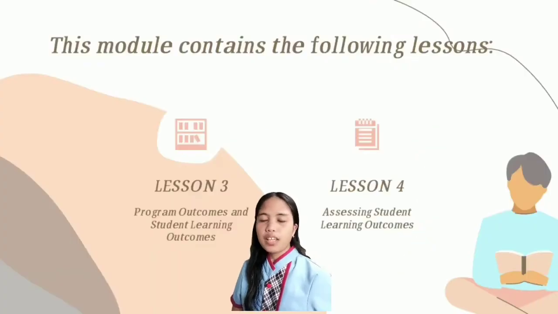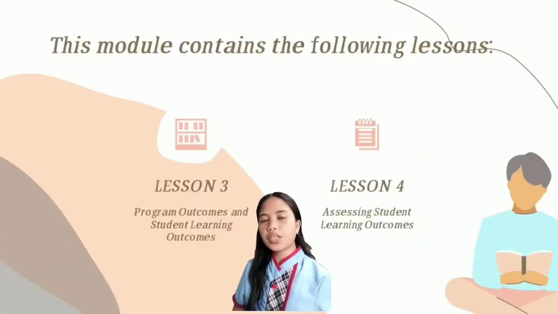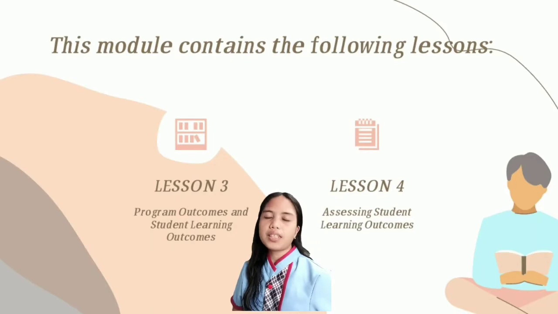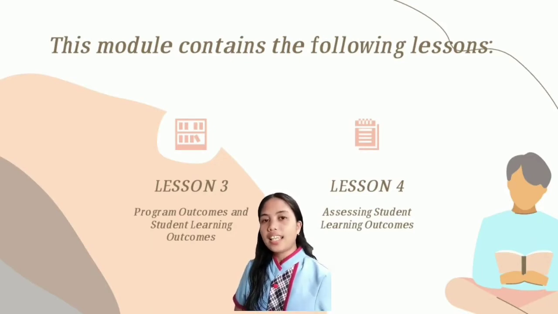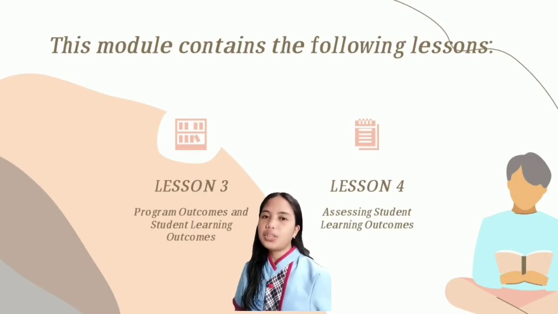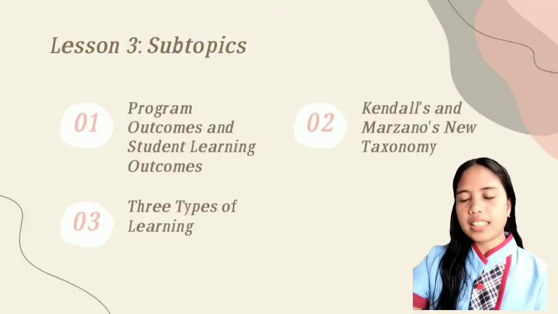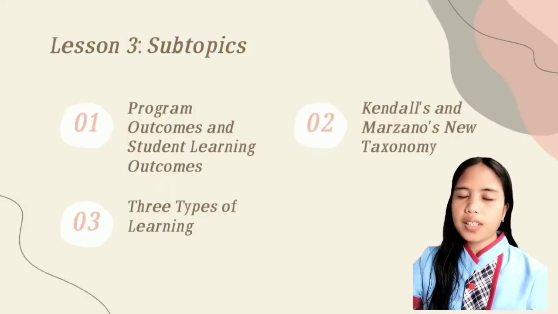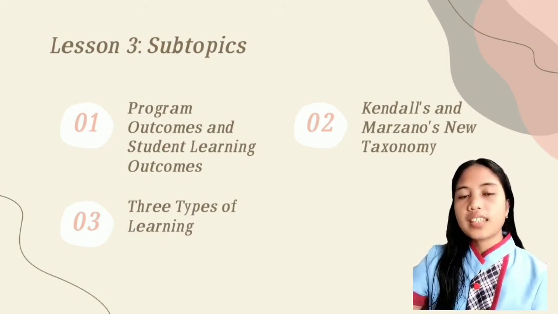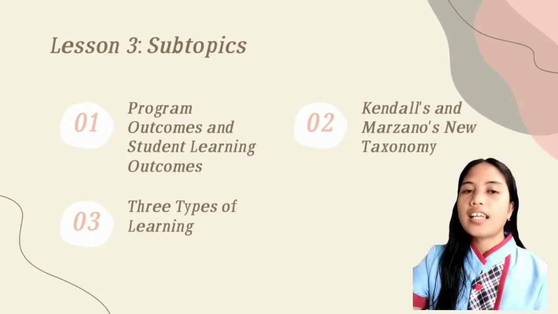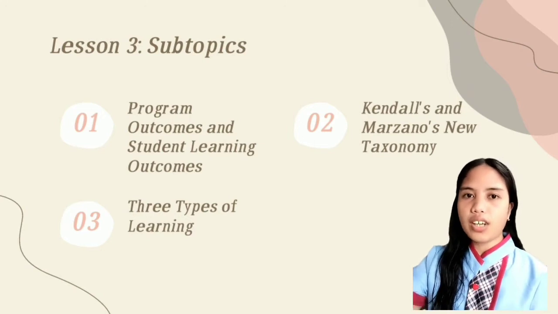In Module 2, there are two lessons. In Lesson 3, we have the program outcomes and the student learning outcomes. In Lesson 4, we have assessing student learning outcomes. Now, under Lesson 3, there are three subtopics, namely the program outcomes and the student learning outcomes, the three types of learning, and the Kendall's and Marzano's new taxonomy.